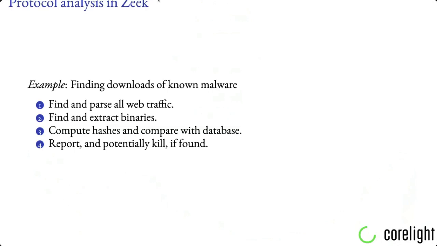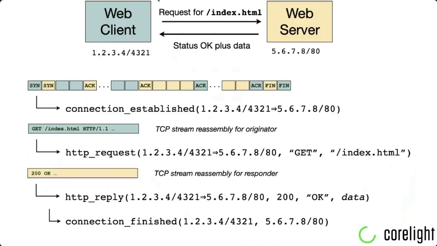So let's take a step back and look at how one does protocol analysis in Zeek. For example, finding downloads of known malware. One would find and parse the web traffic, find and extract the binaries inside that traffic, then compute hashes and compare them against some database, and then trigger some reporting or some kind of reaction, right?